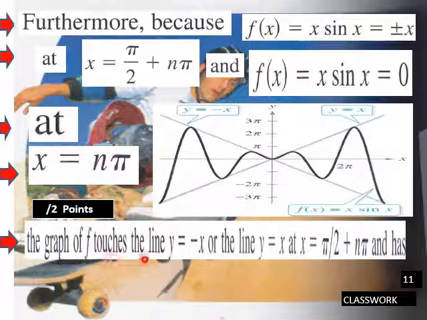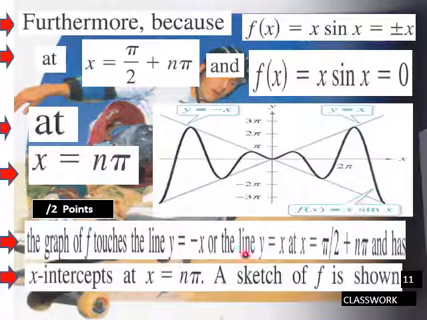The graph of f touches the line y equals negative x or the line y equals x at x equals pi over 2. If x equals pi over 2 would be here, so it touches this line at pi over 2. See, y equals x at pi over 2, that would be this line here, so it touches it here, and has x-intercepts at x equals n pi. So here we have n pi, intercept here, and intercept there.